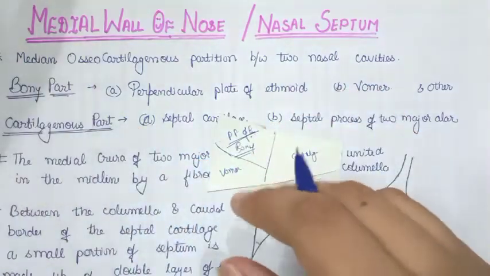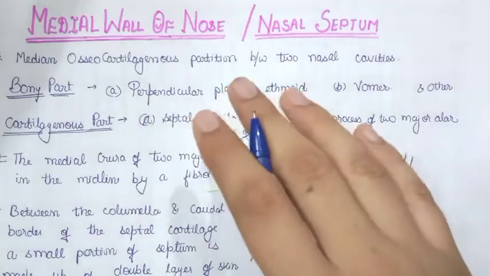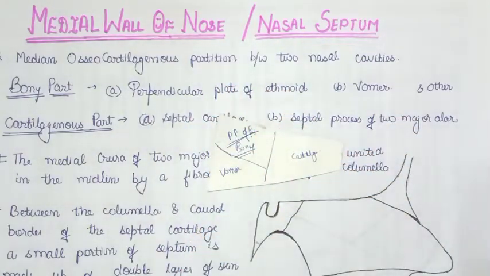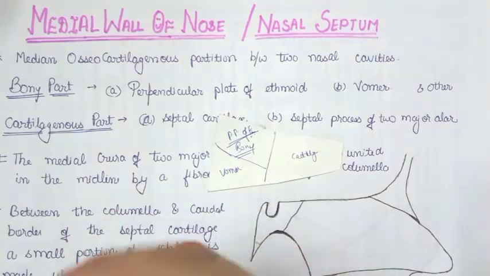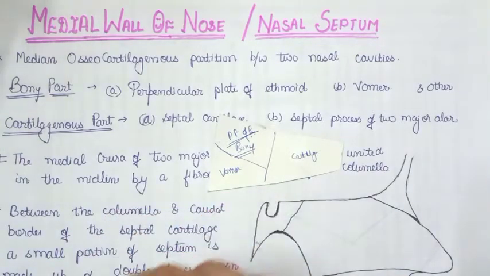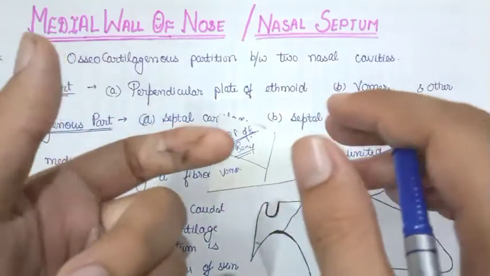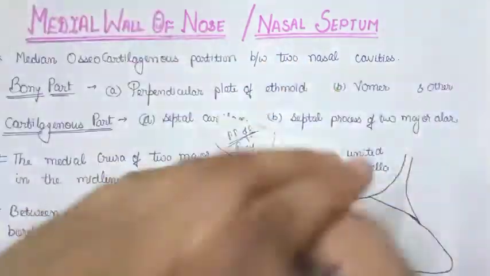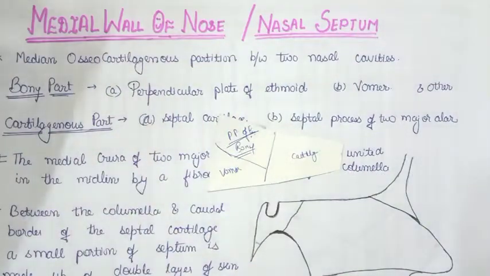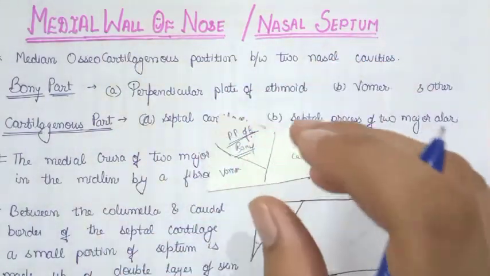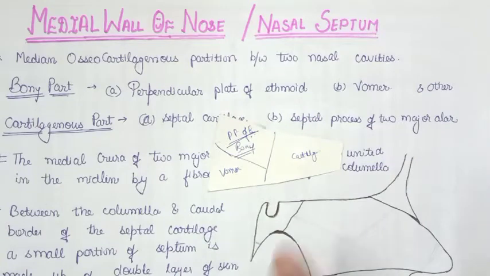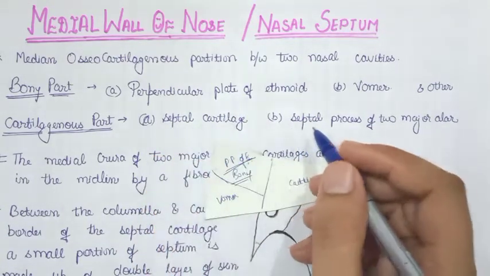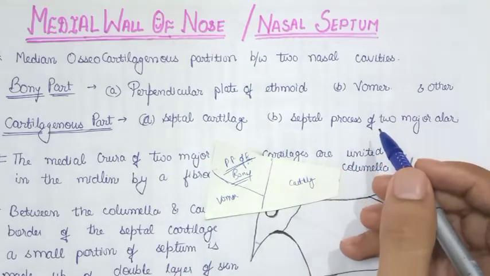So in the bony part we have two bones, but apart from these two bones we have some contribution from other bones as well, like the maxilla or the frontal bone. The contribution from other bones is only 2 to 3%, while the perpendicular plate and the vomer themselves contribute about 97 to 98% of the total nasal septum. Now let's see the cartilaginous part. The cartilaginous part is made up of the septal cartilage and the septal process of the major alar cartilage.